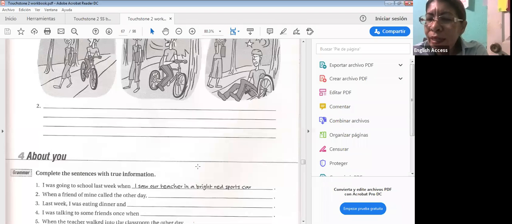So I was only on that page, 67. Well, yesterday we began with lesson B. In lesson B, we learned some vocabulary about parts of the body. Okay. So I want you to tell me the parts of the body that you remember. Okay, tell me.